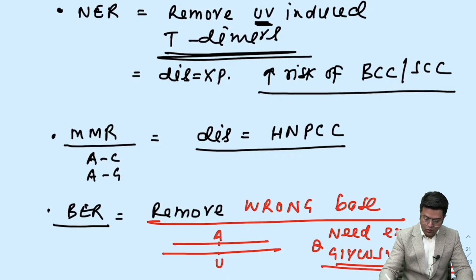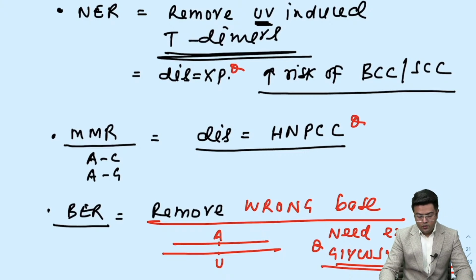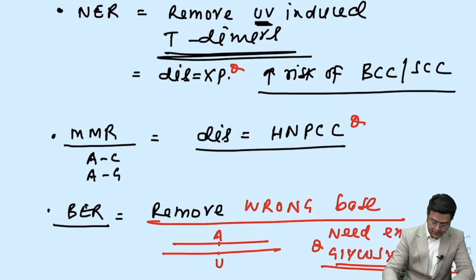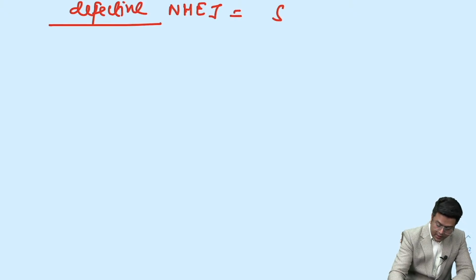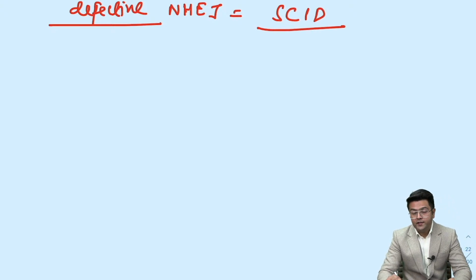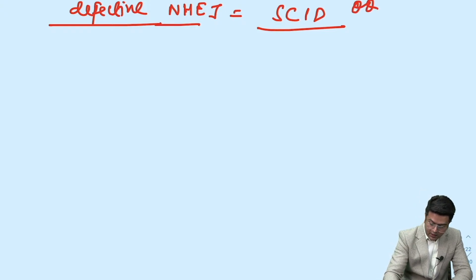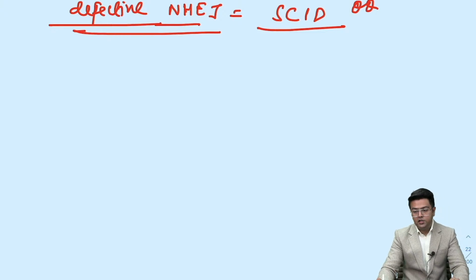Fine guys, so all of them are very, very important questions. So base excision repair, and there's one more thing: defective non-homologous end joining, and this causes SCID, the autosomal recessive type of SCID, one of the common causes of that. So non-homologous end joining defective, again a very important question, defective NHEJ.